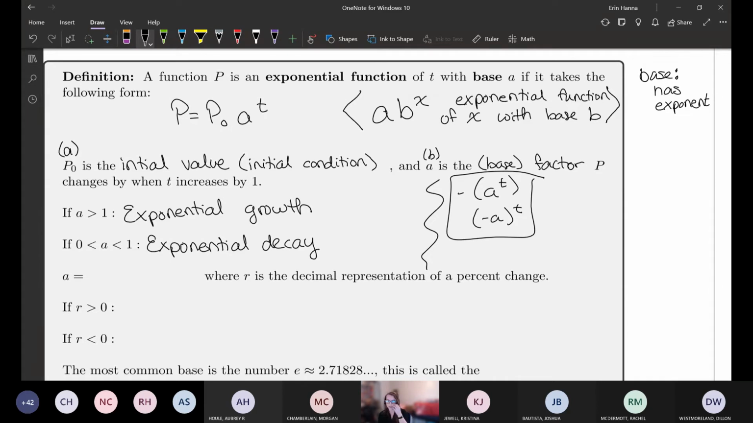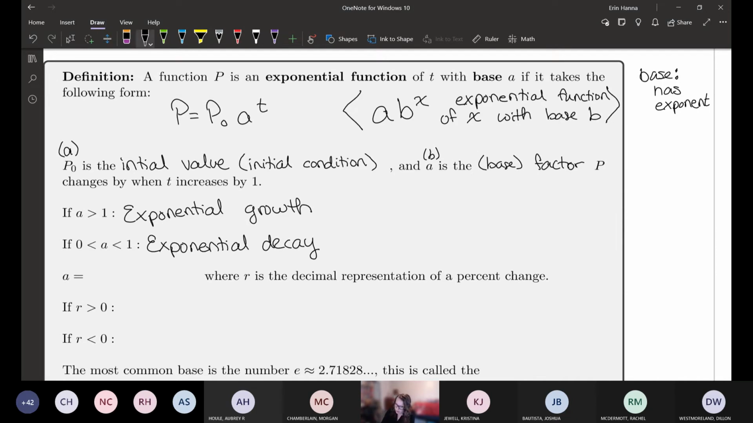So we will never deal with negative A values in any fashion. So yes, technically you can have a negative A, but that's much more advanced and much more crazy things than we're going to deal with. So we are never going to deal with negative A values. Our A values are always going to be positive. And if it's greater than 1, it's growth, and if it's between 0 and 1, it's decay.